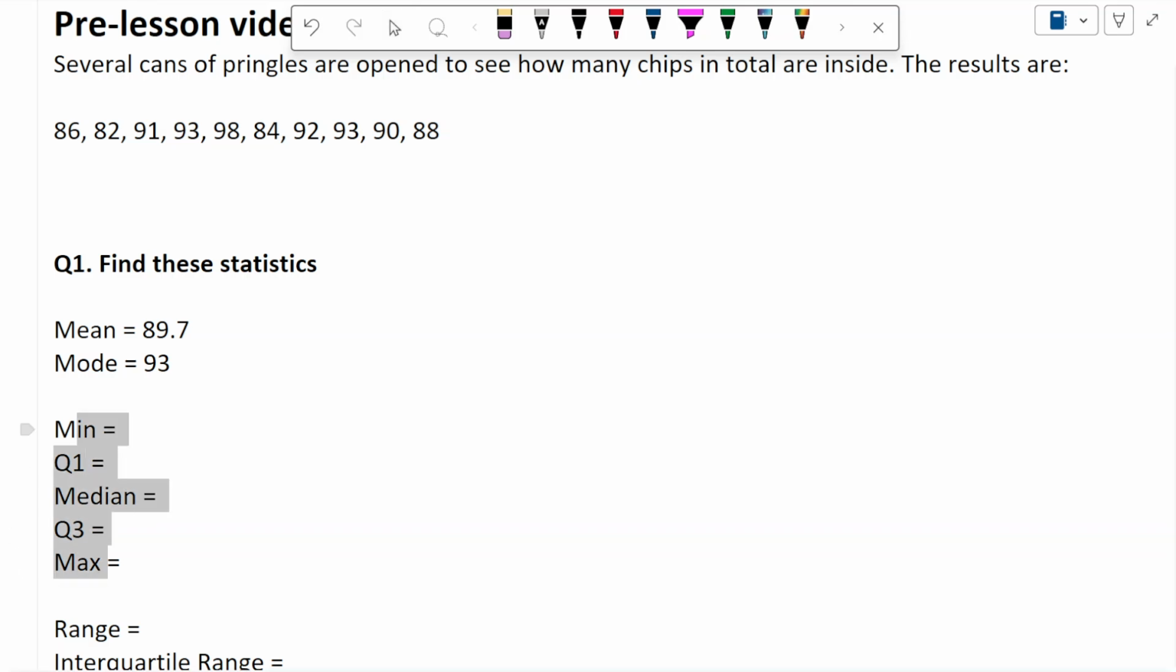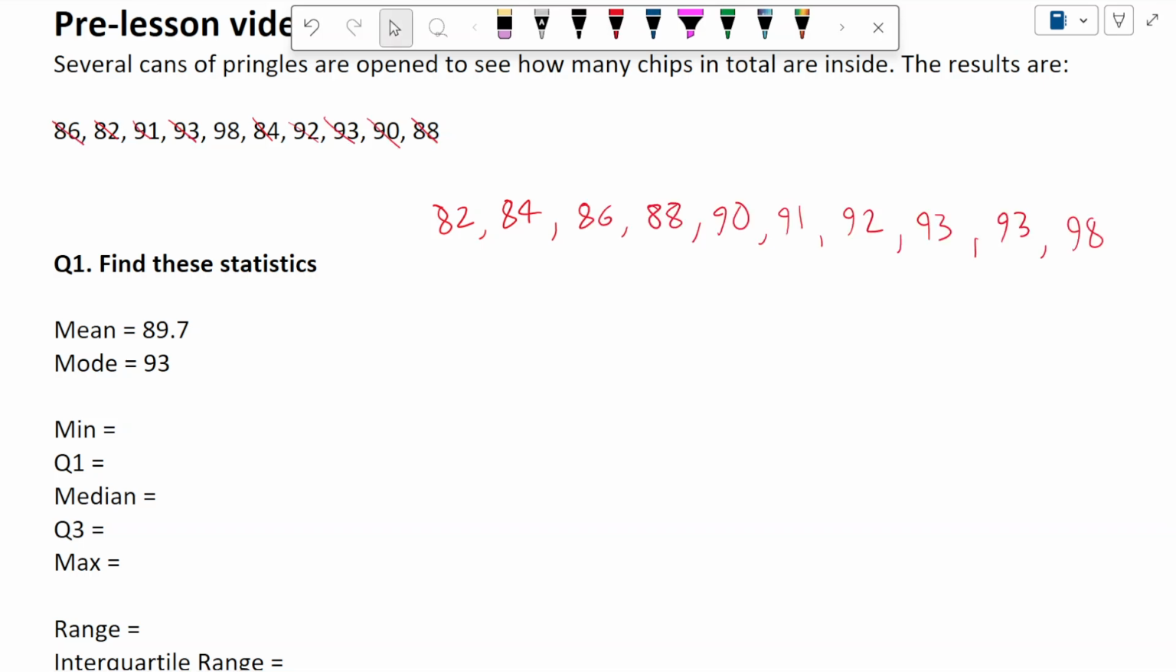Now to work out these, called the 5-number summary, we have to put the data in order. So essentially what you do is you start from the lowest numbers, so 82, and you cross off all the numbers and you sort of write them in. So I think our next lowest one is 84, and you continue that process.